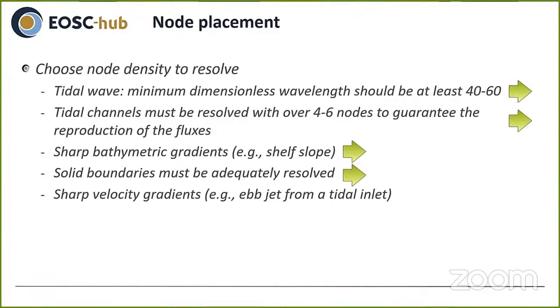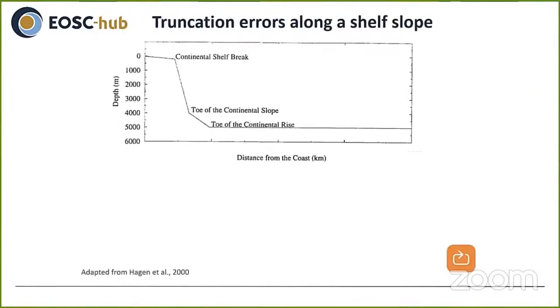A third criterion that you have to take into account is the representation of sharp bathymetric gradients. For instance, when you're modeling the propagation of a tide over a shelf break in the continental shelf. This figure was taken from a paper from Scott Hagen and co-authors, and you can see here a cross-section of the topography with the deep ocean, the continental shelf, and a shelf slope.